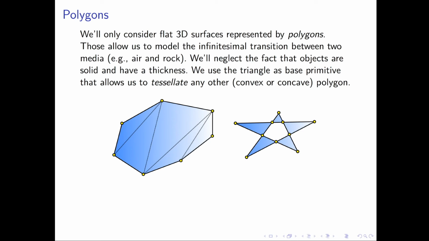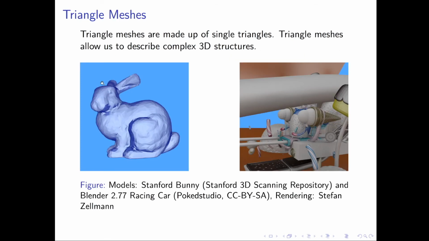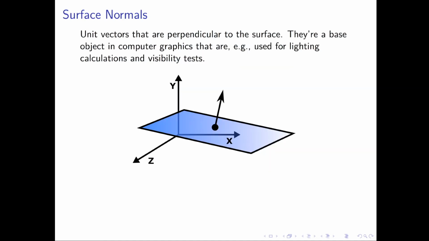Polygons can be rather arbitrary, like there are convex or concave polygons, and we will in general assume that those polygons are themselves represented with triangles, as triangles basically allow us to tessellate any other convex or concave polygon. Triangles actually allow us to represent relatively complex structures, and those structures we'll colloquially refer to as triangle meshes. Apart from triangle meshes and polygons, there's another important concept.